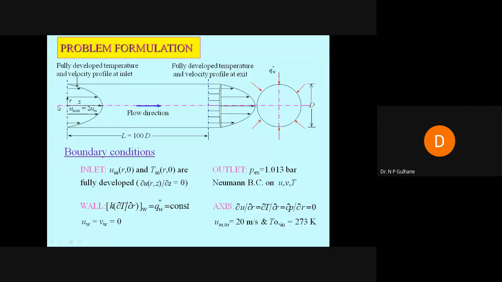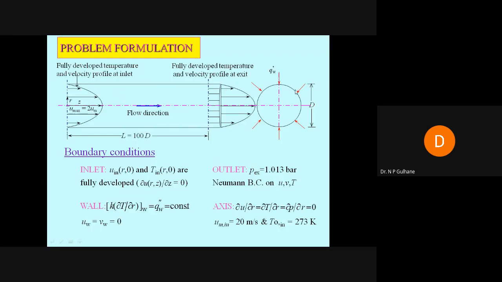The flow is taking place in the downstream direction. Fully developed means this flow is not going to change during the entire length of the tube, the microchannel. This remains unchanged, right? The velocities remain constant, so the derivative is 0. So this flow profile remains the same, unchanged.